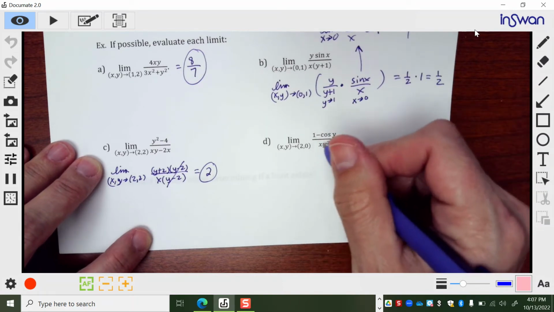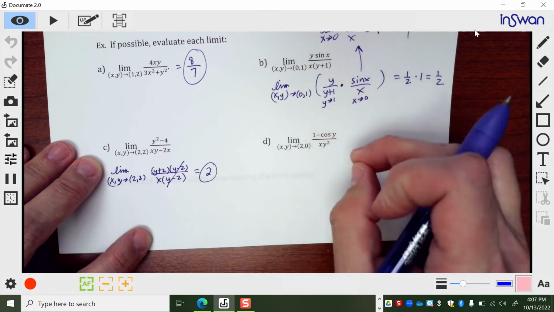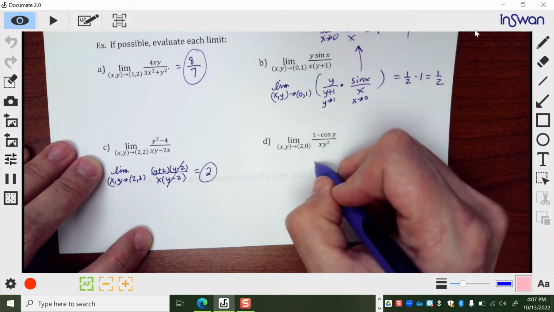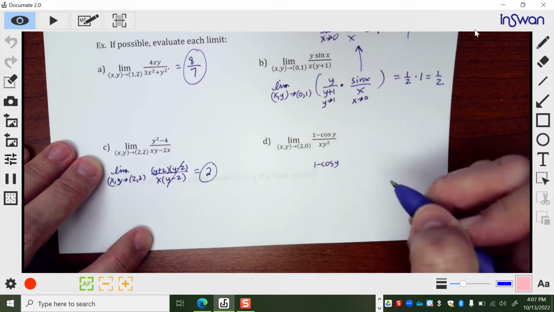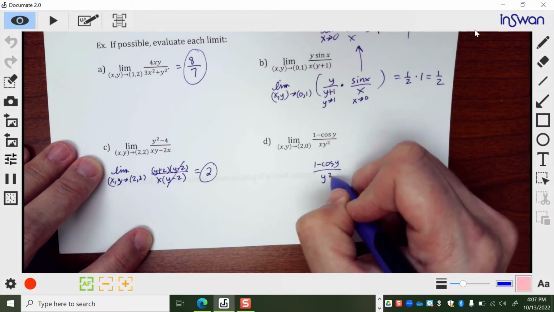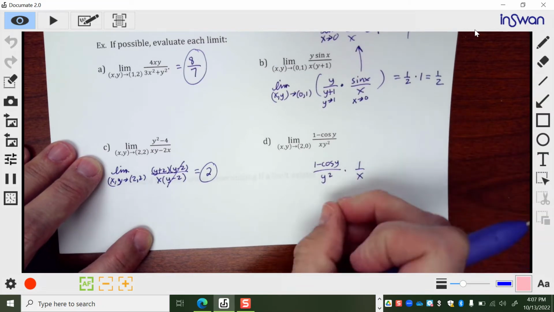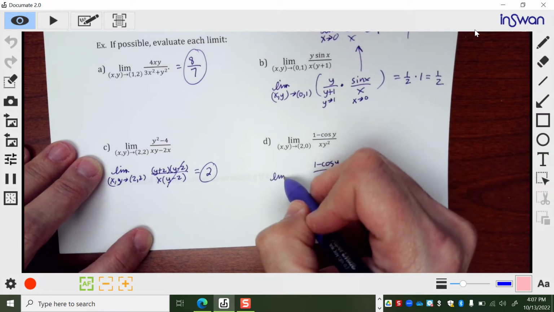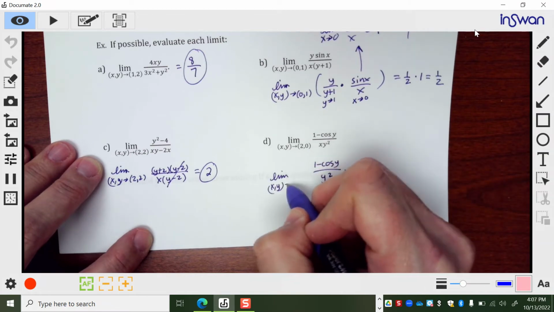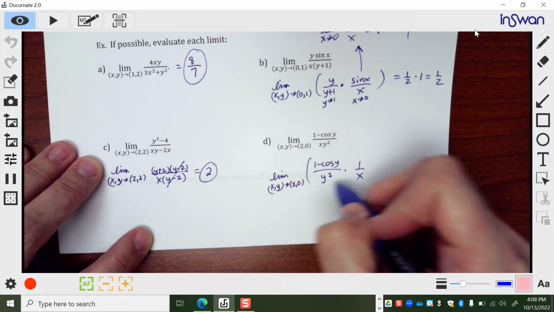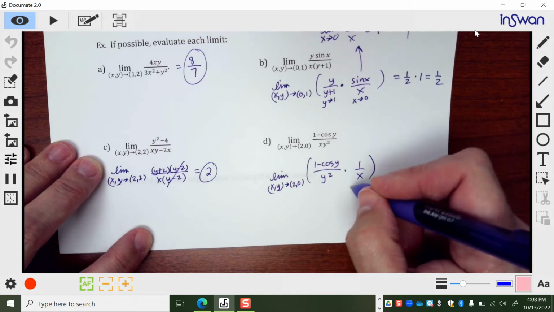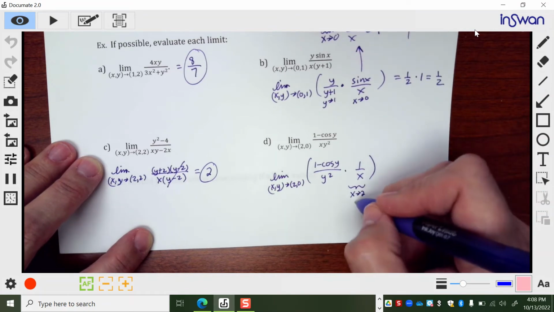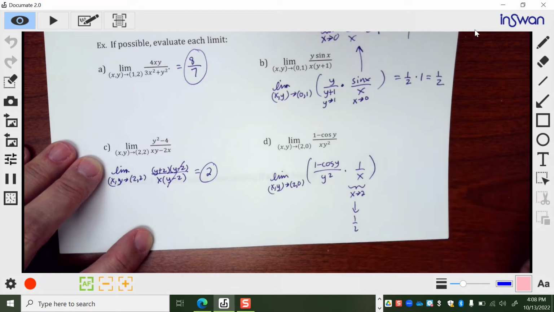So let's separate it, because I do notice it's separable, and leave that x by itself on the bottom, and then pull the cosine and everything up top. So 1 minus cosine y, that has to stick together, over y squared times 1 over x. I just separated the x's and the y's. So we have a limit as x, y goes to 2, 0. Since we've separated it, I know I want this part, the limit as x is going to 2. So I'm confident that that will be 1/2, like that part's done.